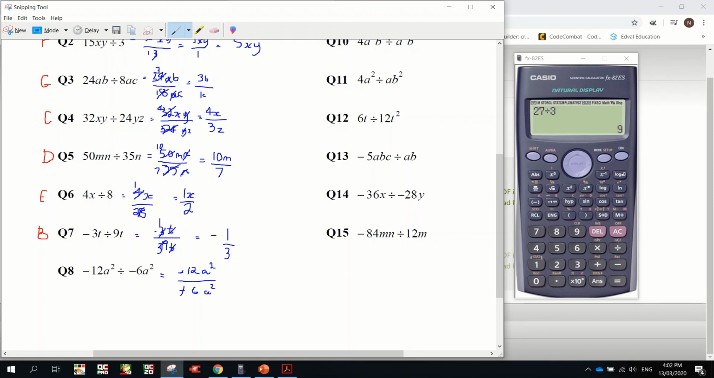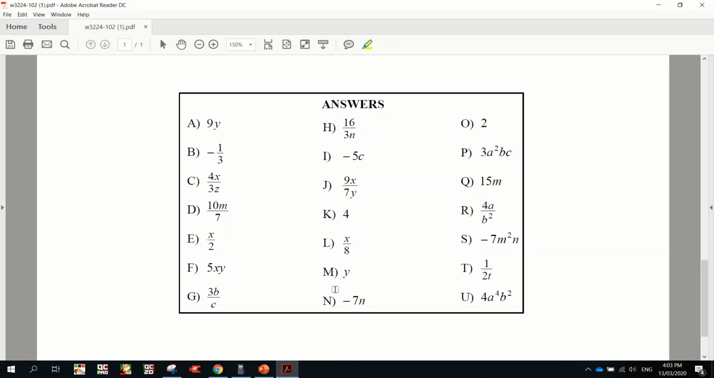Okay. Highest common factor between 6 and 12 would be 6. So 6 goes into 6 once, 6 goes into 12 twice, and we've got a squared and an a squared, which is the same as writing a times a and a times a, so they can both go. So we're left with 2 equals 2 over 1. Anything divided by 1 is itself, 2. See if we've got it. Here we go.